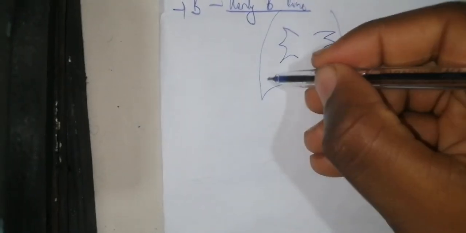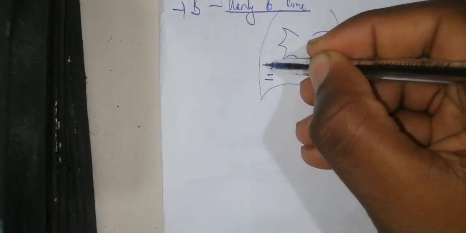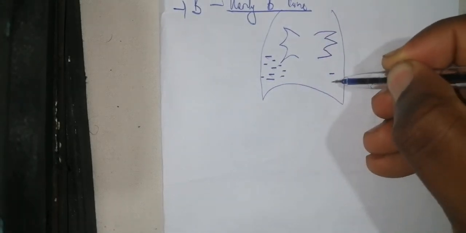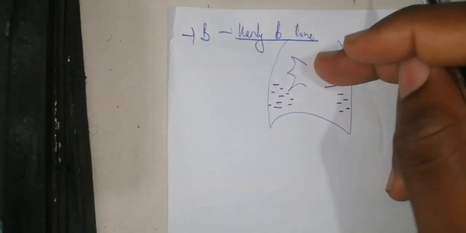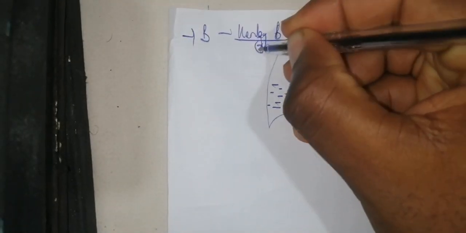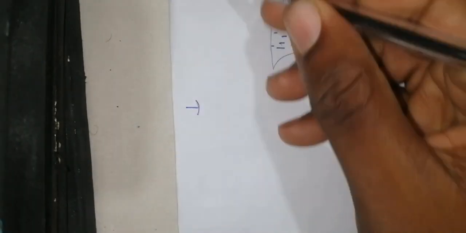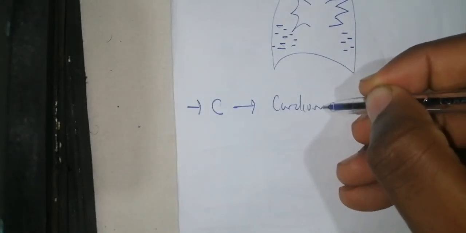Now for the Kerley B lines, when you have straight lines like that, straight reticular opacity lines located at the base of the lung fields, it can tell you that it's also pulmonary edema. Kerley B lines are just one example of linear reticular opacities. After the Kerley B lines, you have the C: Richter, whether it's cardiomegaly.